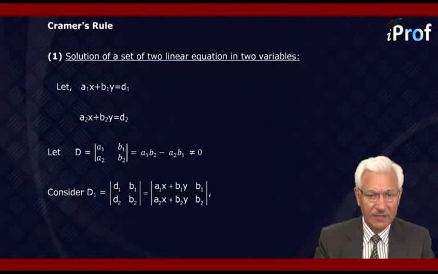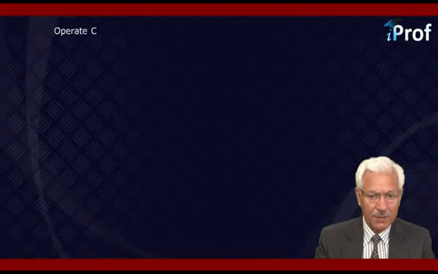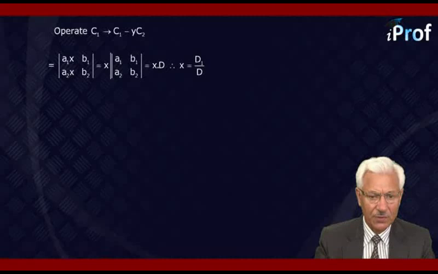So replacing d1, d2 by their values, the first column becomes a1x plus b1y and a2x plus b2y. The second column is b1, b2. Now operate C1 goes to C1 minus y times C2. We get D1 equal to a1x, a2x, b1, b2. Pulling out x common, we get x times a1, a2, b1, b2, which is equal to x times D. So therefore, x is equal to D1 upon D.